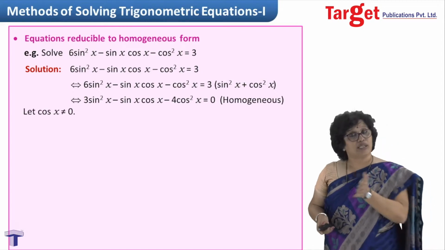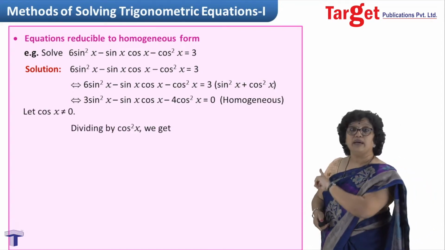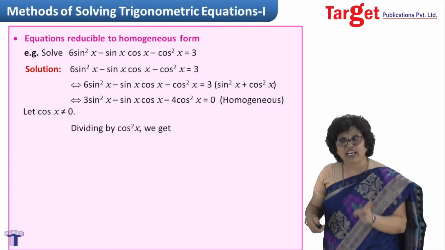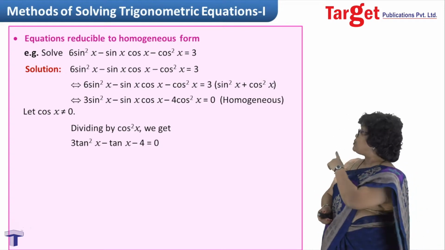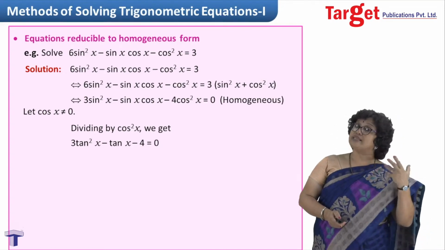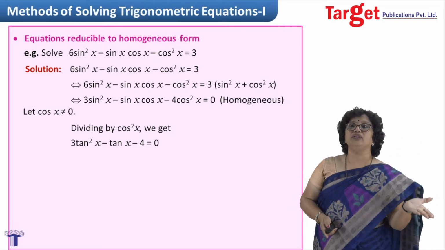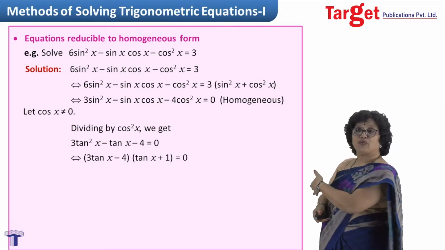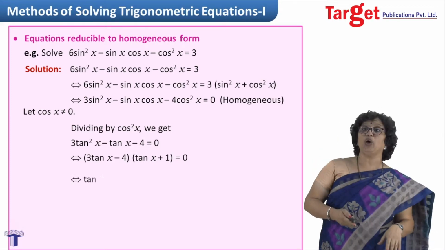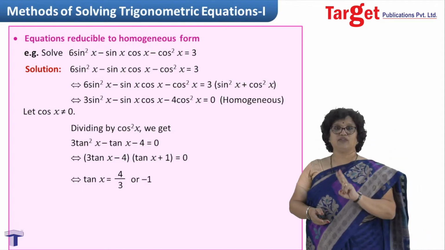Let cos x not be 0. That may be my first case. And then I would be dividing by cos square x. And when I divide by cos square x, I will get 3 tan square x minus tan x minus 4 equal to 0. Now, this is a quadratic equation in tan x. Like a quadratic equation, you may factorize it and write it as 3 tan x minus 4 into tan x plus 1 equal to 0. And that leads to 2 possibilities, tan x equal to 4 by 3 or tan x equal to minus 1.